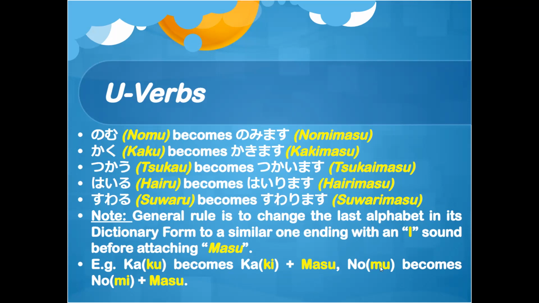And nomu, it ends with mu, turn that into its E column form, mi, nomi, and you add masu. So nomu, to drink, becomes nomimasu. The same with the others. So tsukau becomes tsukai plus masu. And hairu becomes hairi and add masu, hairimasu. Suwaru becomes suwari and add masu, suwarimasu, which means to sit. Tsukaimasu means to use, and hairimasu, which means to enter.